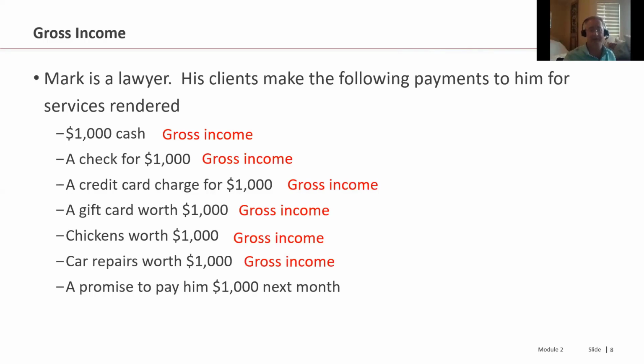But what about if one of his customers makes him a promise to pay $1,000 next month? I don't have the money today, but I promise I'll pay you $1,000 next month. Is that gross income to him? The answer is, it depends. It depends on the accounting method Mark is going to use. And we're going to cover that when we get to Chapter 9.